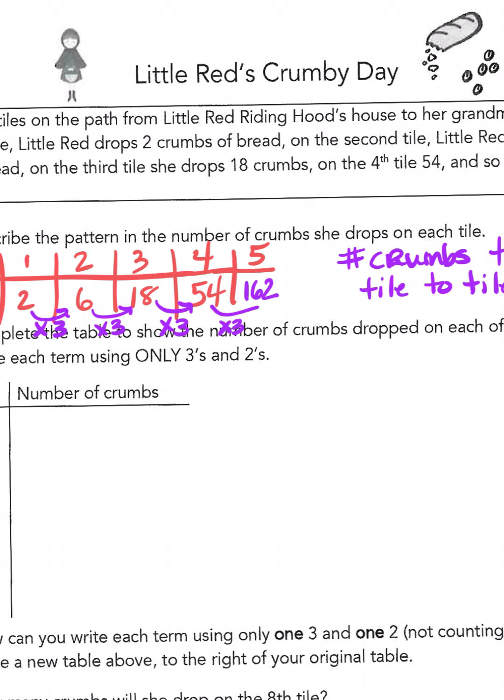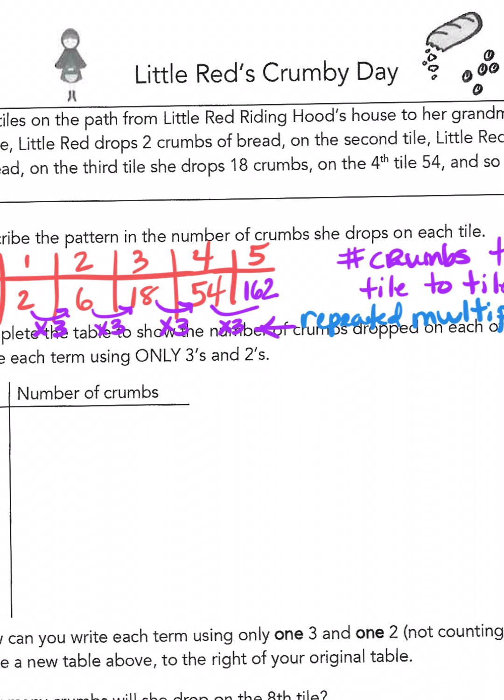What are we noticing here? This is repeated what? Multiplication, good. All right, so look what we did in the next one. It says, complete the table shown the number of crumbs dropped in the first 6 tiles, using only 3s and 2s this time. Only using 3s and 2s.